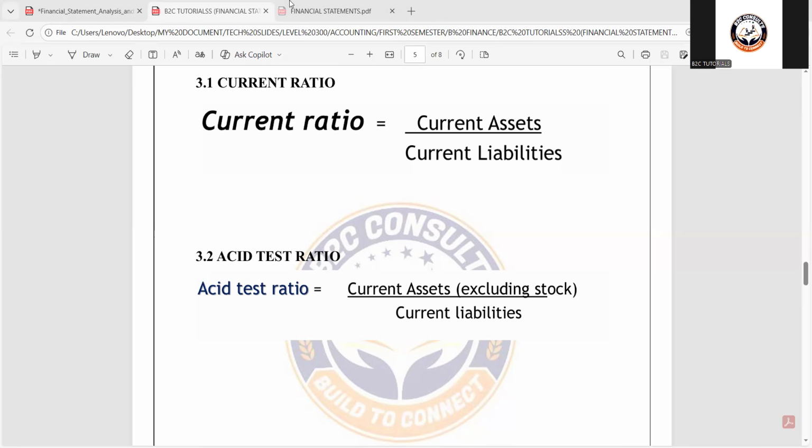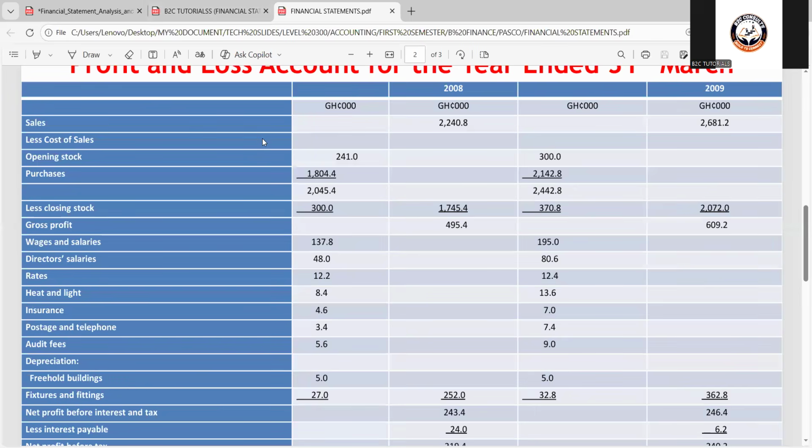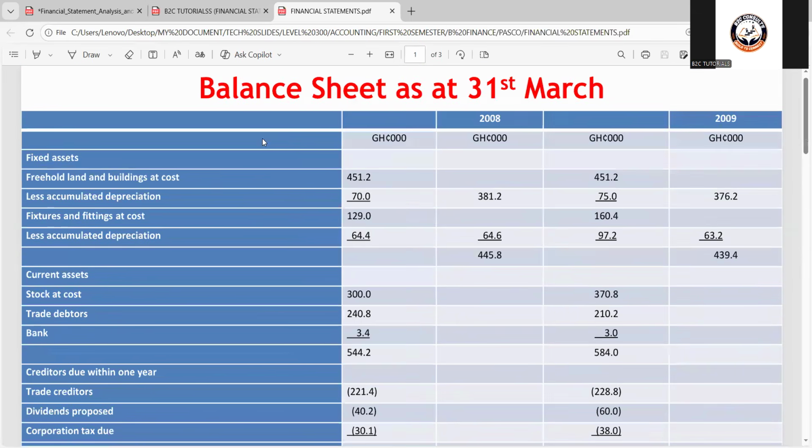Okay, so that will give you your current ratio: current assets divided by current liabilities. Current assets are, like we said, your bank and your closing stock. Assuming you have been given a financial statement like in this question, current assets and current liabilities are balance sheet items, just like we discussed.